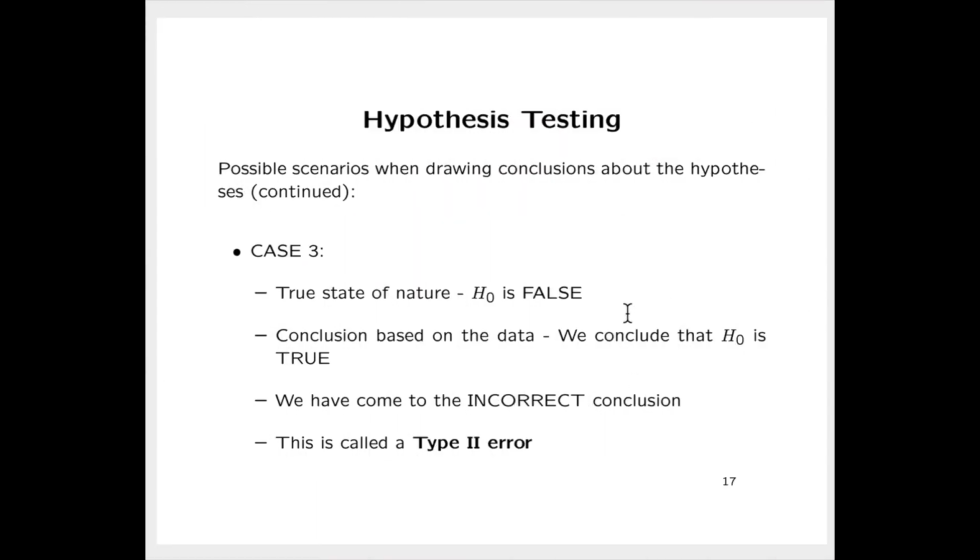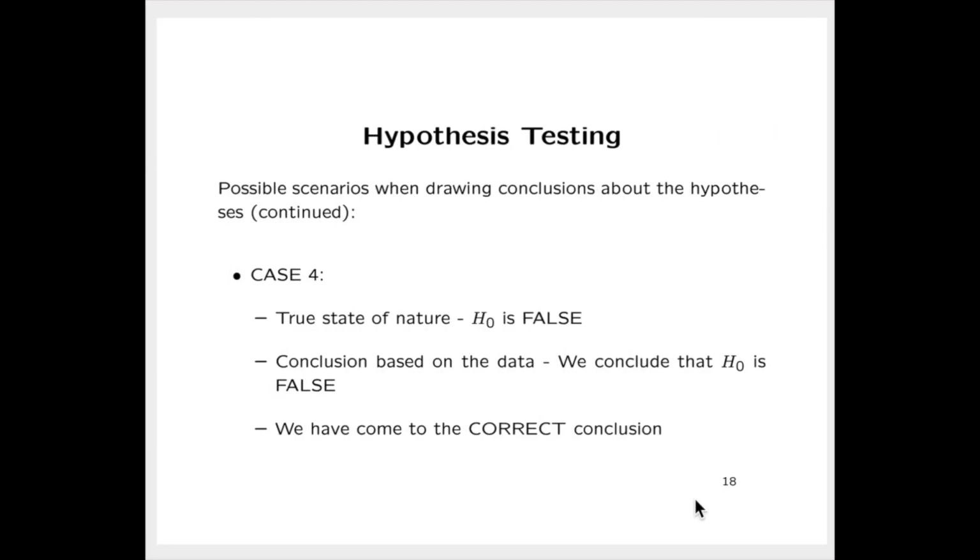Case 3 is the situation where the true state of nature is that the null hypothesis is false, but our conclusion based on the data is that the null hypothesis is true. So if the null hypothesis is in reality false, but we conclude that it's true based on the data, then again we've come to an incorrect conclusion. And this kind of inferential error, you guessed it, is called a type 2 error.